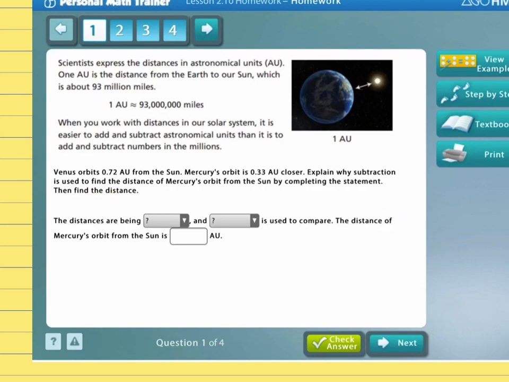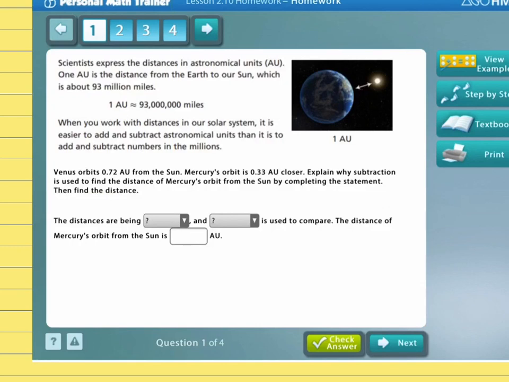Let's unpack the problem. Scientists express distances in astronomical units, AUs. 1 AU is the distance between the Earth and the Sun, which is about 93 million miles, so 1 AU is 93 million miles. When you work with distances in the solar system, it's easier to add and subtract astronomical units than it is to add and subtract numbers in the millions.